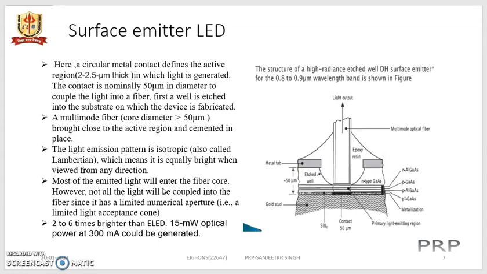So most of the emitted light will enter into the fiber, and not all, because it depends upon the numerical aperture or the acceptance cone of the optical fiber. But this is 2 to 6 times brighter than the edge emitter LED, and a light output of 50 milliwatt at 300 milliampere could be generated. Here we have a double heterojunction surface emitter LED structure for a wavelength of 0.8 to 0.9 micrometer, and it is a high radiant structure.